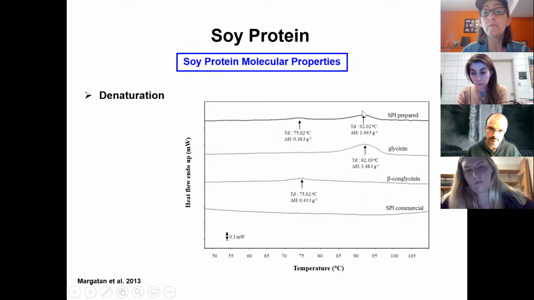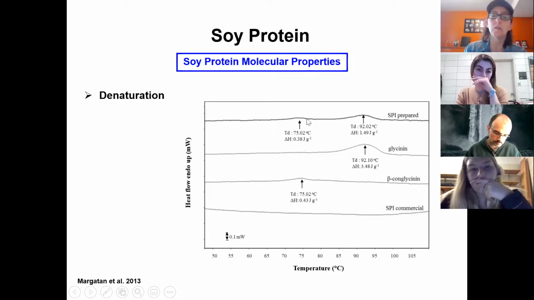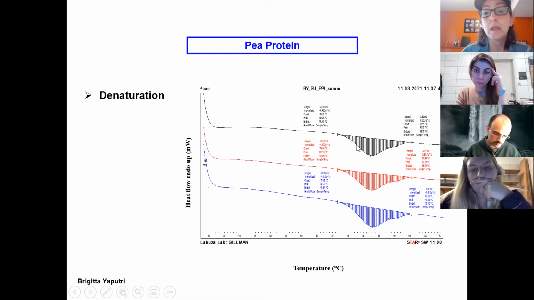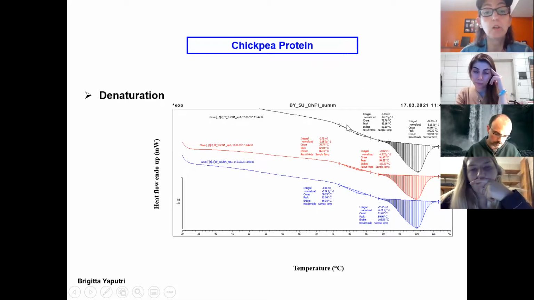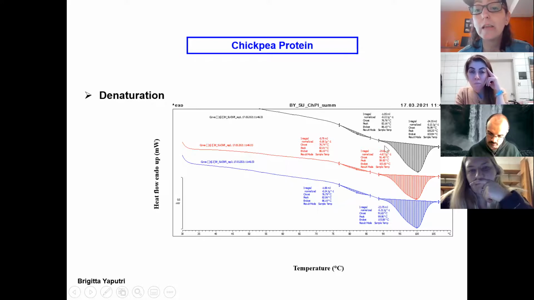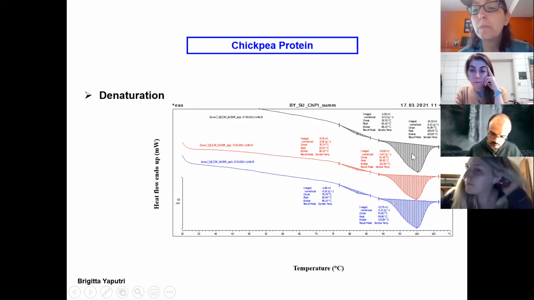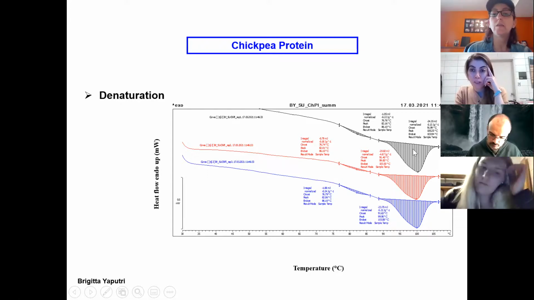In soy, you have more of the legumin and less of the vicilin, so you see a smaller peak for vicilin. This is, for example, a chickpea. I got this from Brigida; she had run those samples. So in chickpea, you have more legumin than vicilin, so you see a more pronounced peak for legumin.